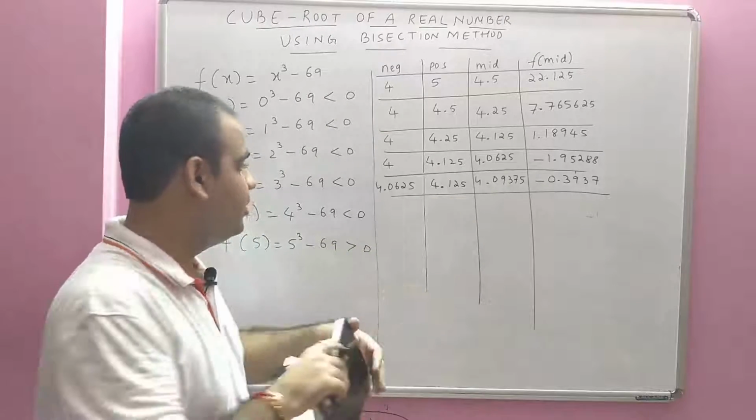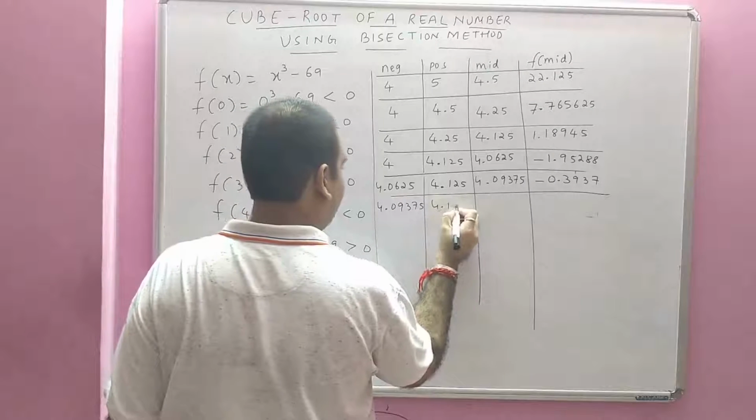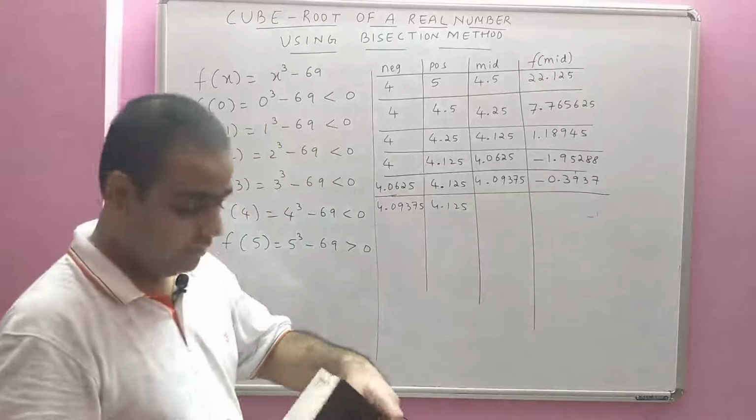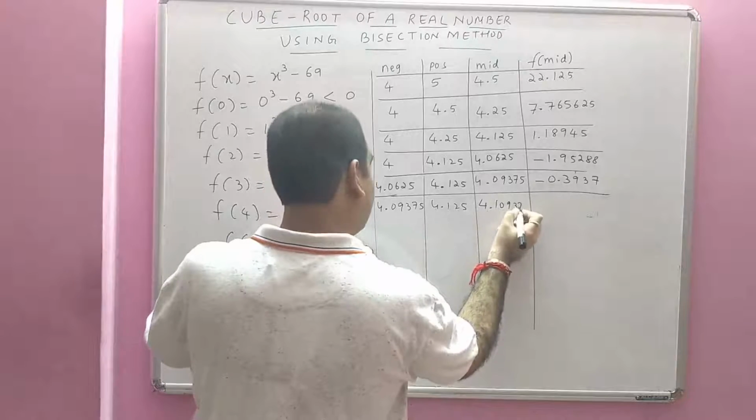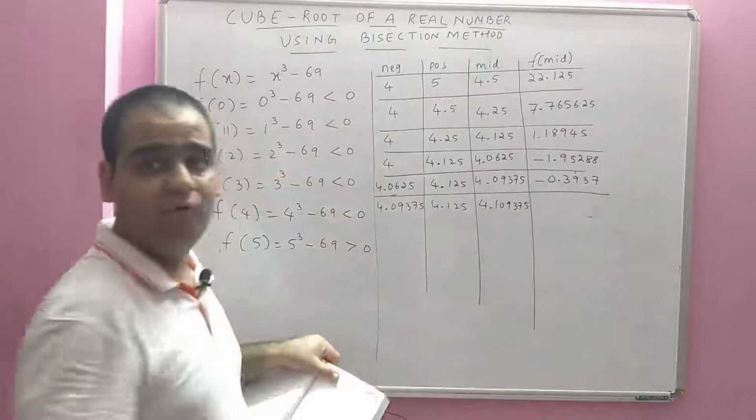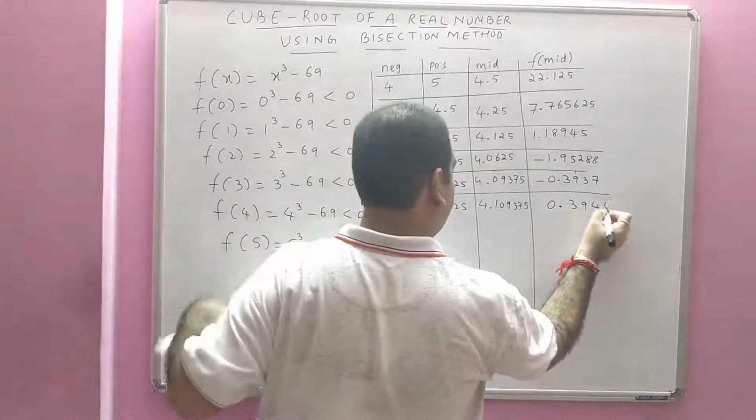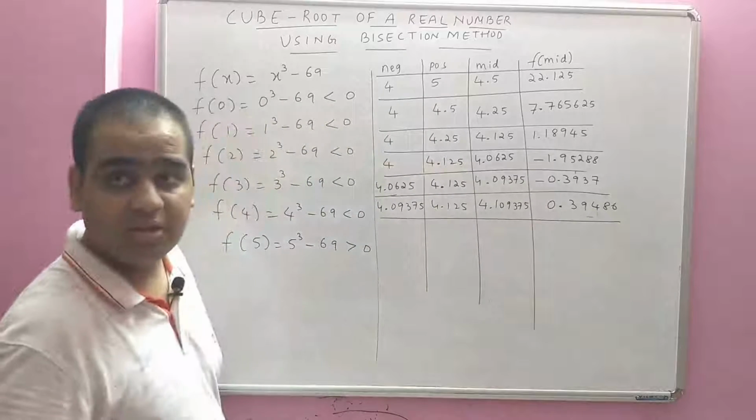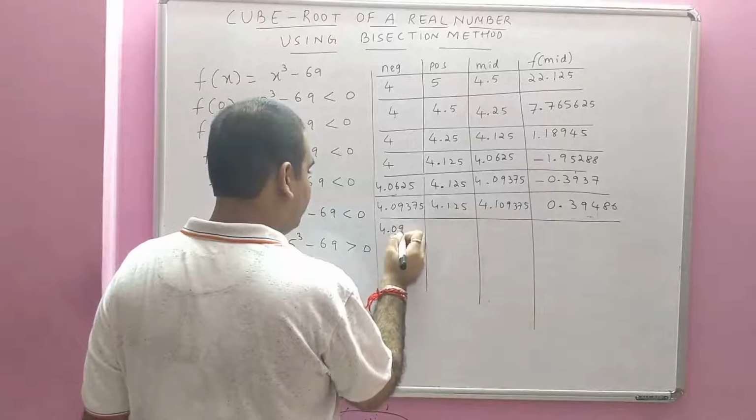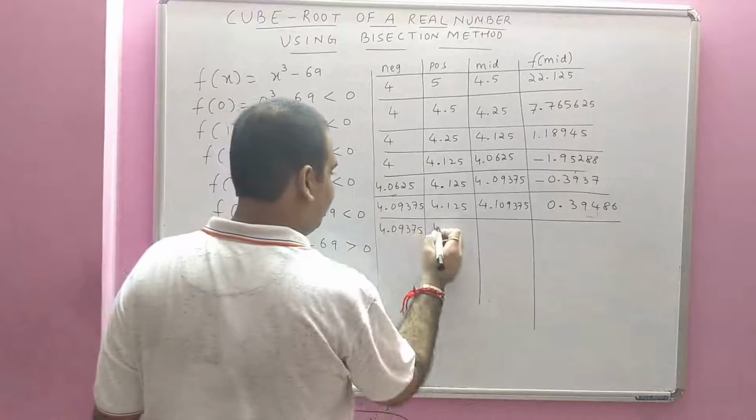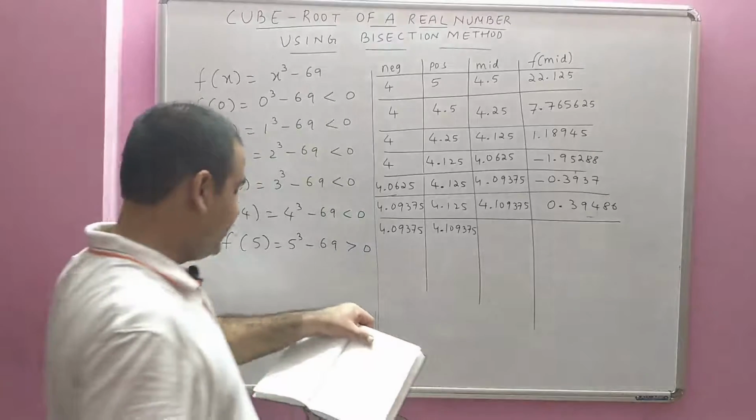That means the answer should be somewhere between 4.09375 and 4.125. Now again, if you take the midpoint, you get 4.109375, and if you compute f of 4.109375, you get 0.39486. Now since this is positive, replace the positive by this. Hence the answer should be somewhere between 4.09375 and 4.109375.